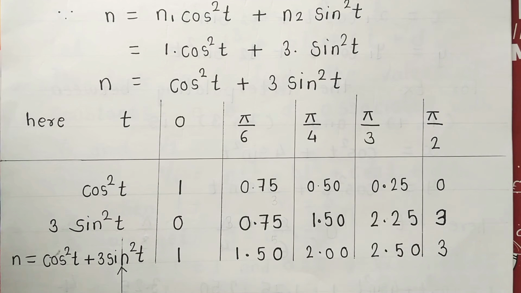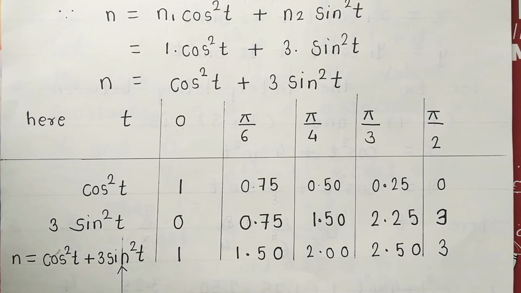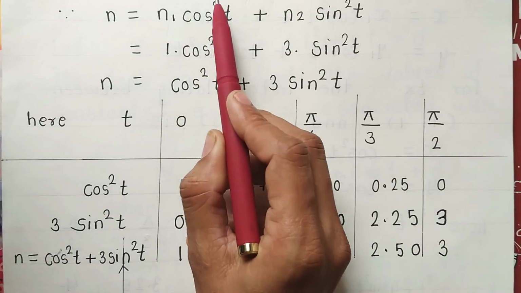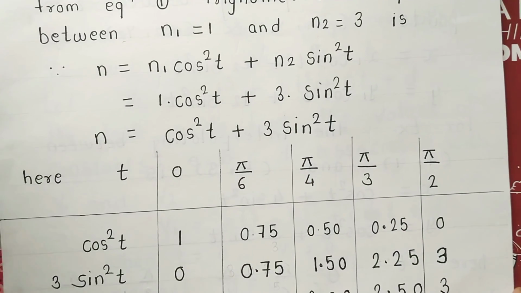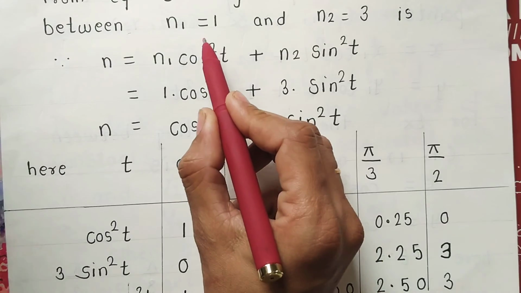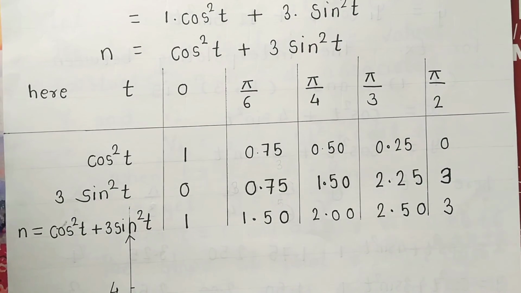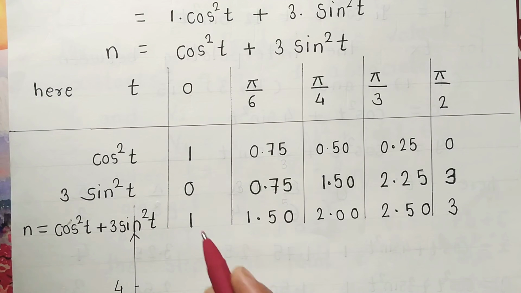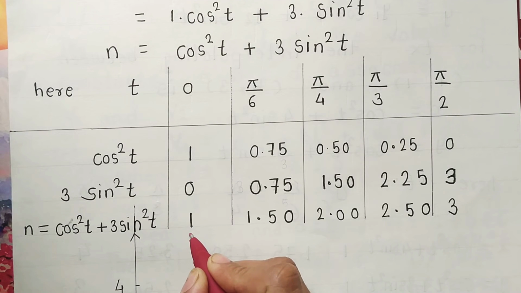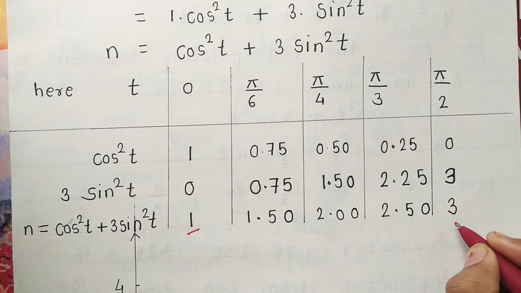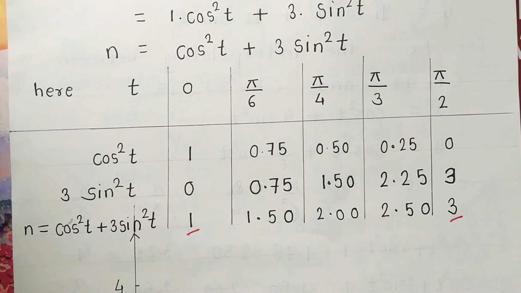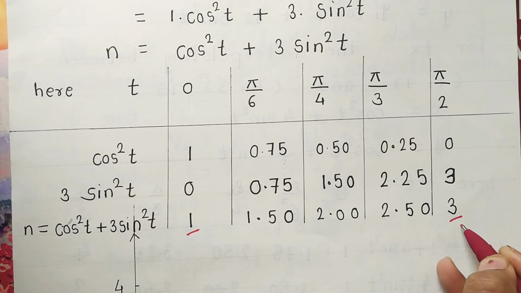Now here the important point is that n1 is equal to 1 and n2 is equal to 3. So these are the two interpolating values. So in the result, that means in the final answer also, your values lies between 1 and 3 only. So that is the important point. Remember these.